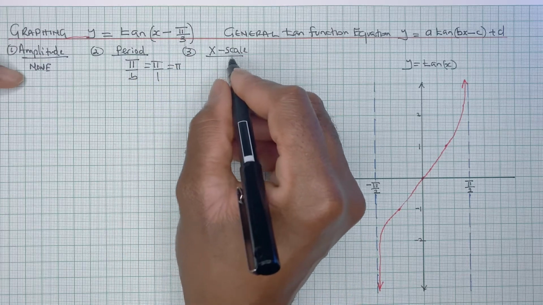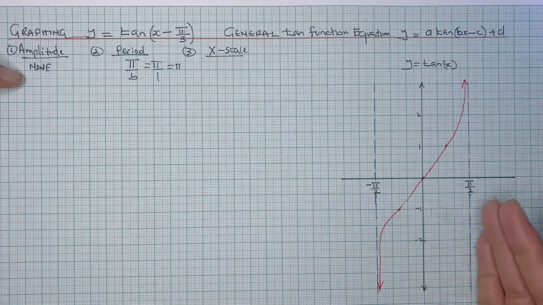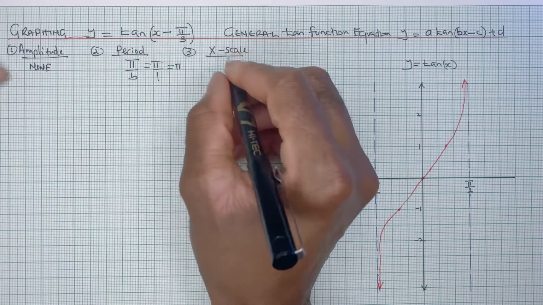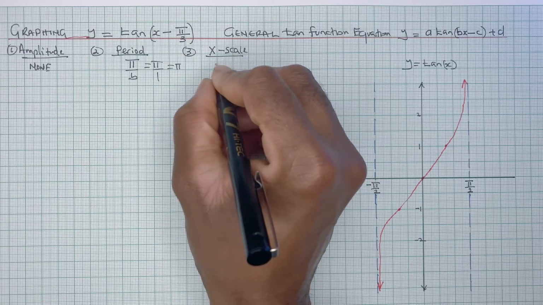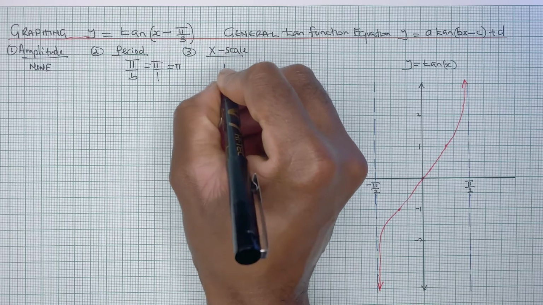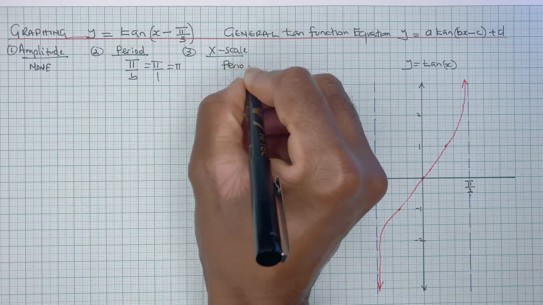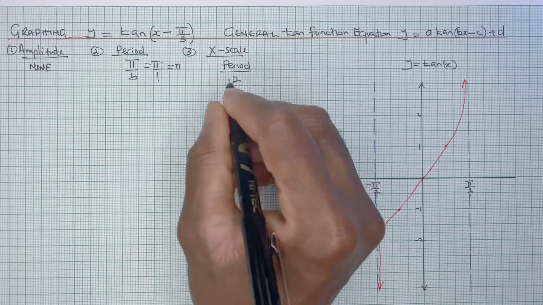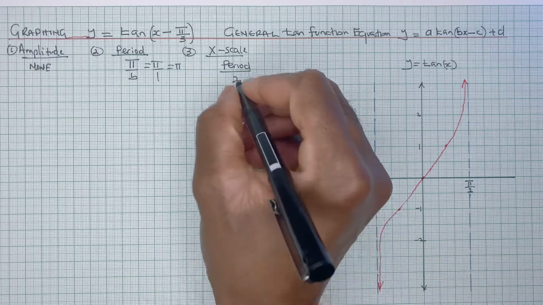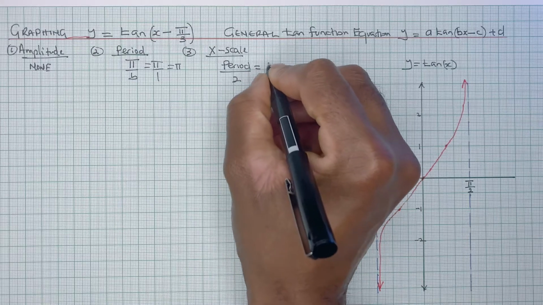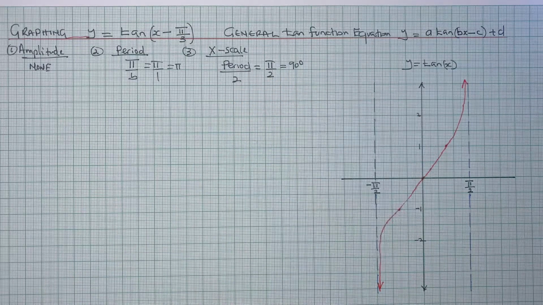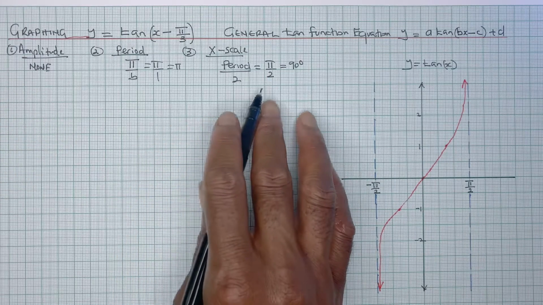We need to look at the x scale. That tells us where the lines of asymptote are for tan and cotangent. In this case, the x scale is the period we've just calculated, over 2, because we have two lines of asymptote for every period. So that's π over 2, which is 90 degrees. So that's the x scale.